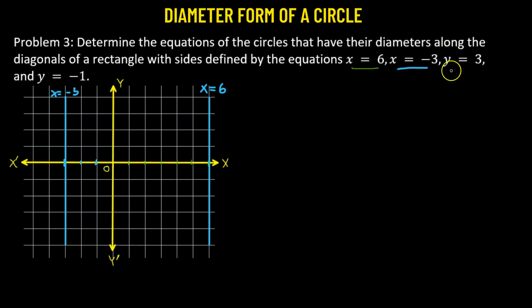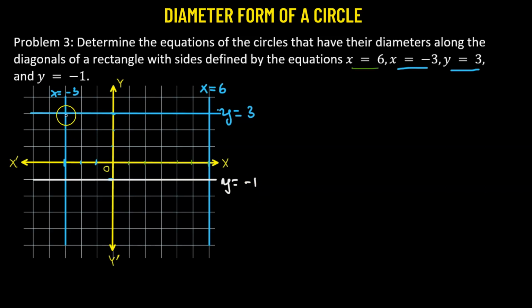Now coming to the next line, y equals 3. Here we have to go 3 units along the y-axis from the origin. So we have 1, 2, 3. Now the line y equals 3 is a straight line parallel to the x-axis and passing through the point y equals 3. So this is the line with equation y equals 3. And finally we have to find the line y equals negative 1. This passes through y equals negative 1. So this is the line y equals negative 1.